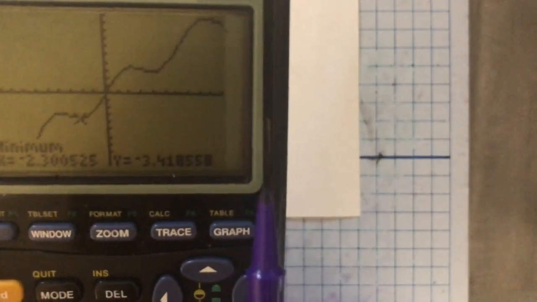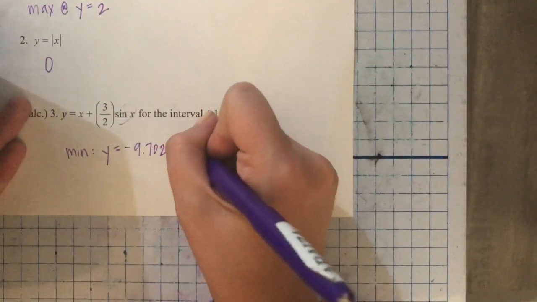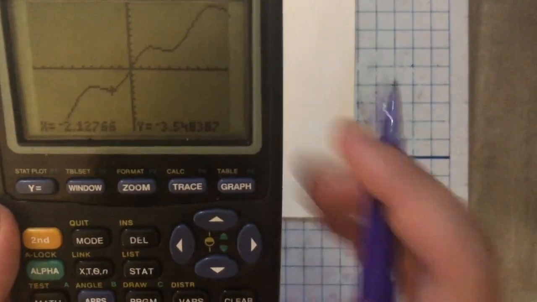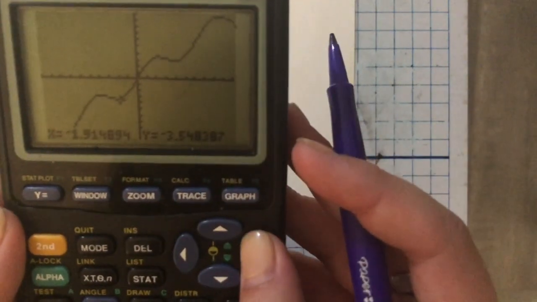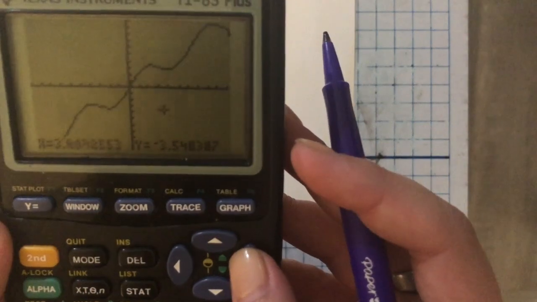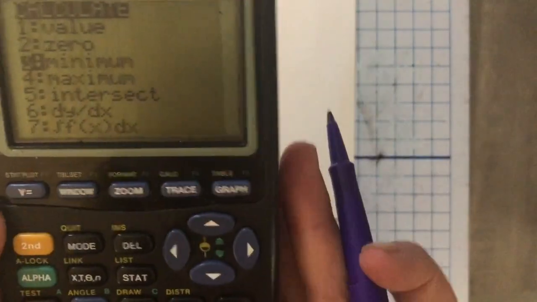I want the Y value, so -3.419, rounding up to 9. And I have one more minimum right here, this little valley dip guy thing happening. Oh, sorry, what did I press? I forgot to press second calc. Haha. Second calc, minimum.